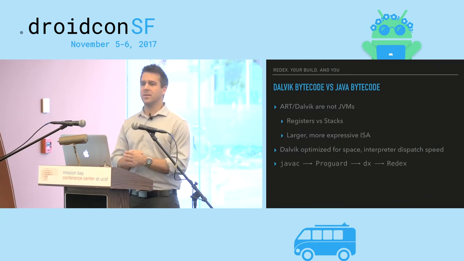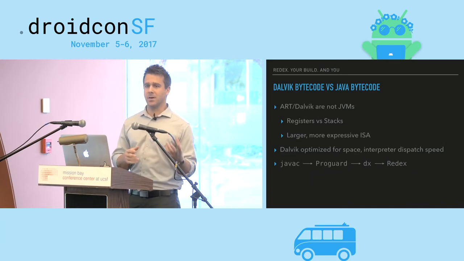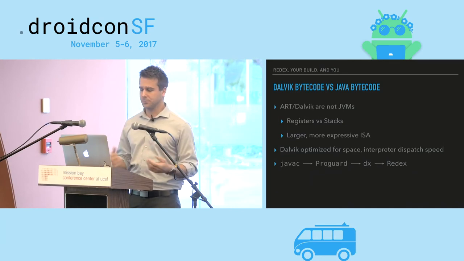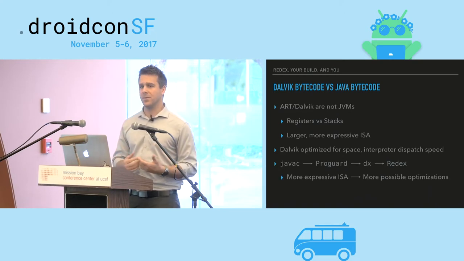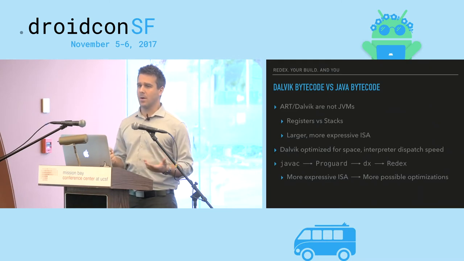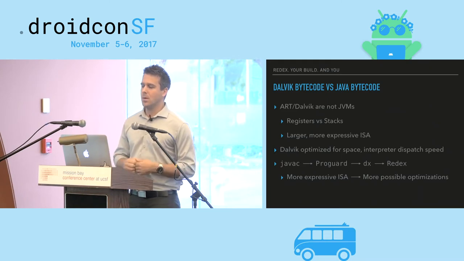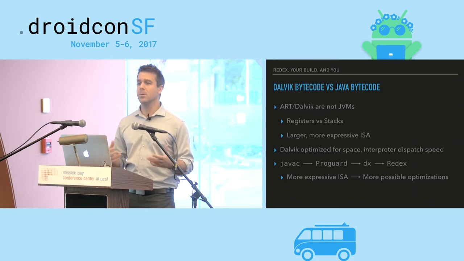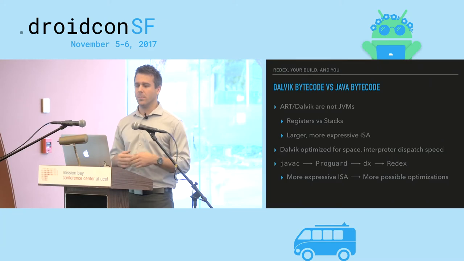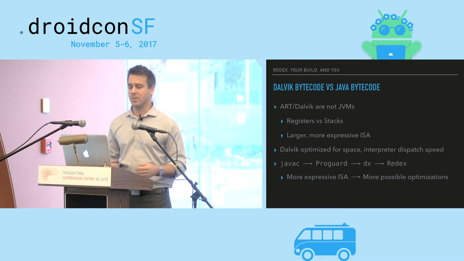Redex happens after the DX step. It takes DEX files in, and it spits DEX files out. And operating directly on the DEX files with that more expressive ISA gives us a chance to do more optimizations that ProGuard can't do. If ProGuard did some of these optimizations, then DX wouldn't understand the Java bytecode because it wouldn't be valid Java bytecode anymore, and so it wouldn't be able to convert it into Dalvik bytecode. But once we have the Dalvik bytecode, we can screw with it in ways that ProGuard can't even imagine.